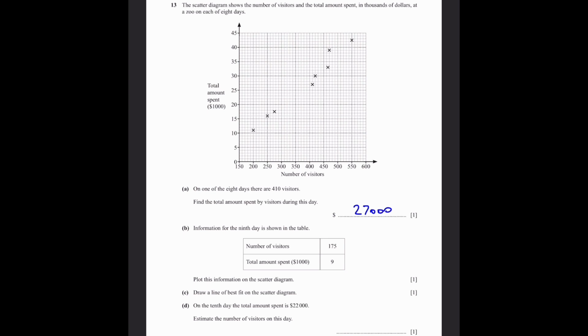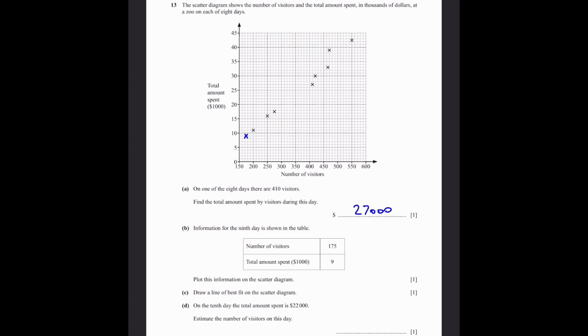B. Information for the 9th day, which is not given here, is shown on the table. The number of visitors is 175, and the total amount spent in thousands of dollars is 9. That means $9,000. Plot this info on the scatter diagram. So 175 visitors comes right on there, and $9,000 is right here. So we can simply plot a point there and mark an X on it.